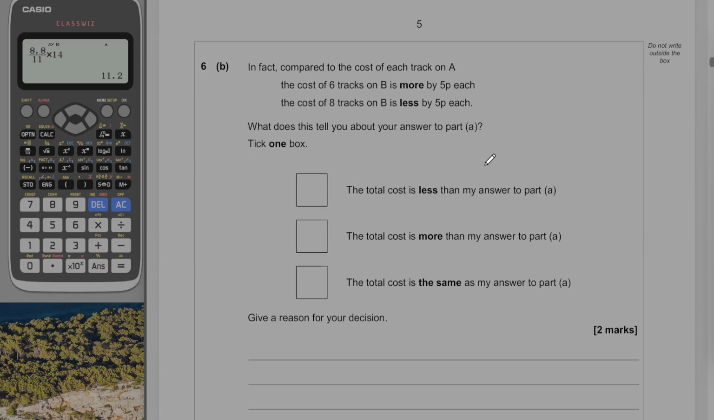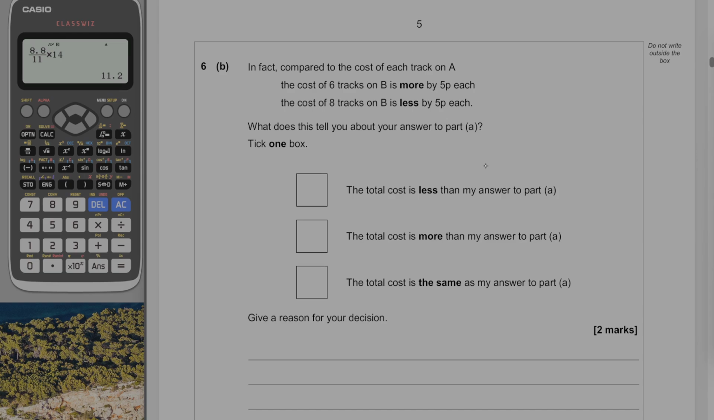Part B. In fact, compared to the cost of each track of A, the cost of 6 tracks on B is more by 5 pence. The cost of 8 tracks on B is less by 5 pence. What does this tell you about the answer to part A? Tick one box and give a reason for your decision. I don't actually need my answer for part A to help me with this, really.